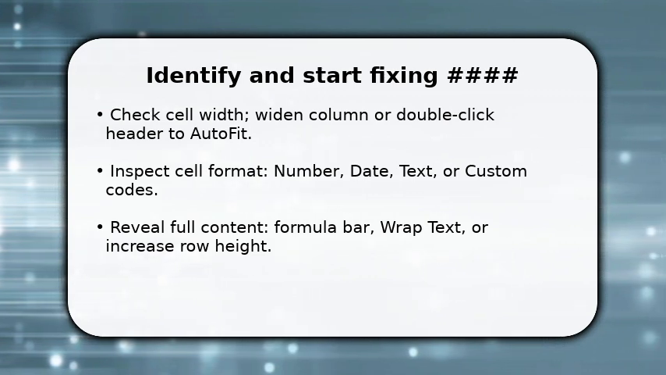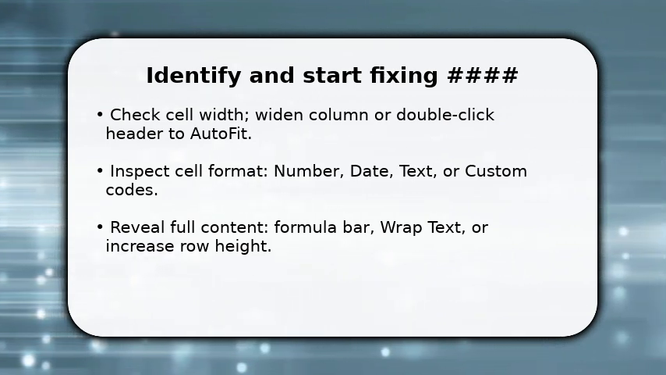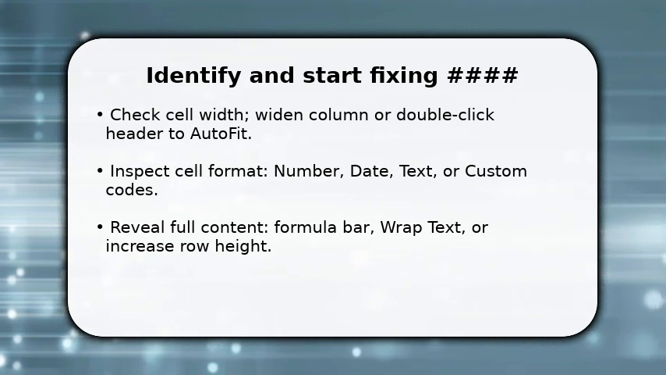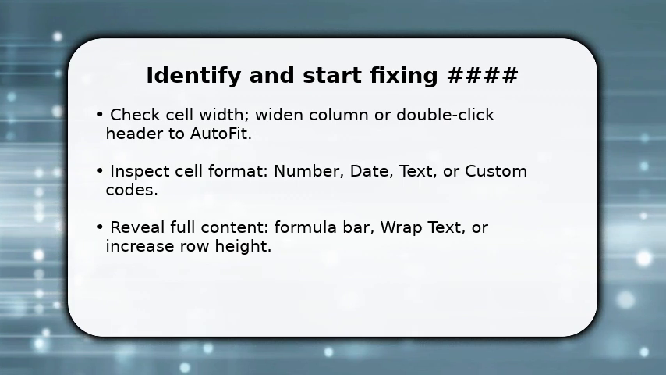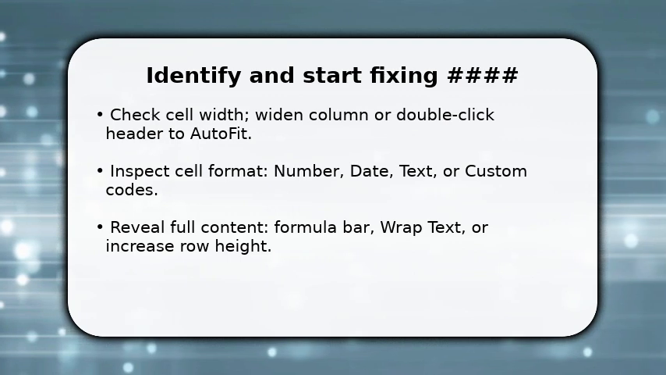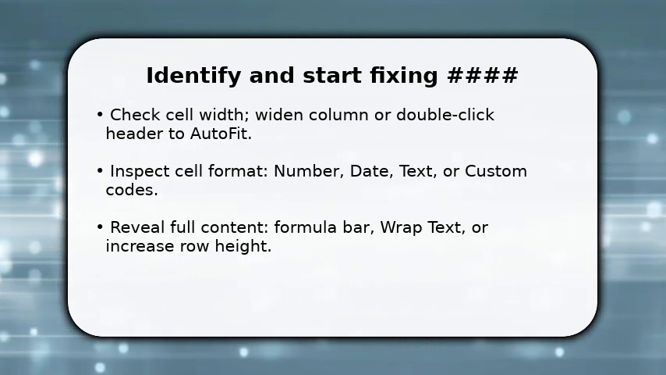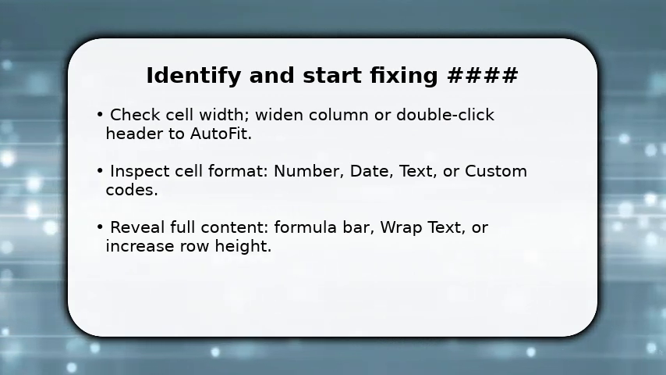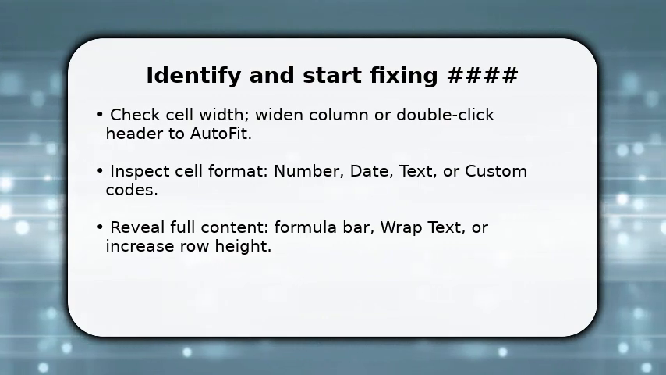Once done, check the cell format in Home ribbon. Number, date, text, or custom can change output. Also make sure to look at the formula bar and toggle wrap text or increase row height to reveal content. These first actions quickly separate display issues from formatting or data errors.